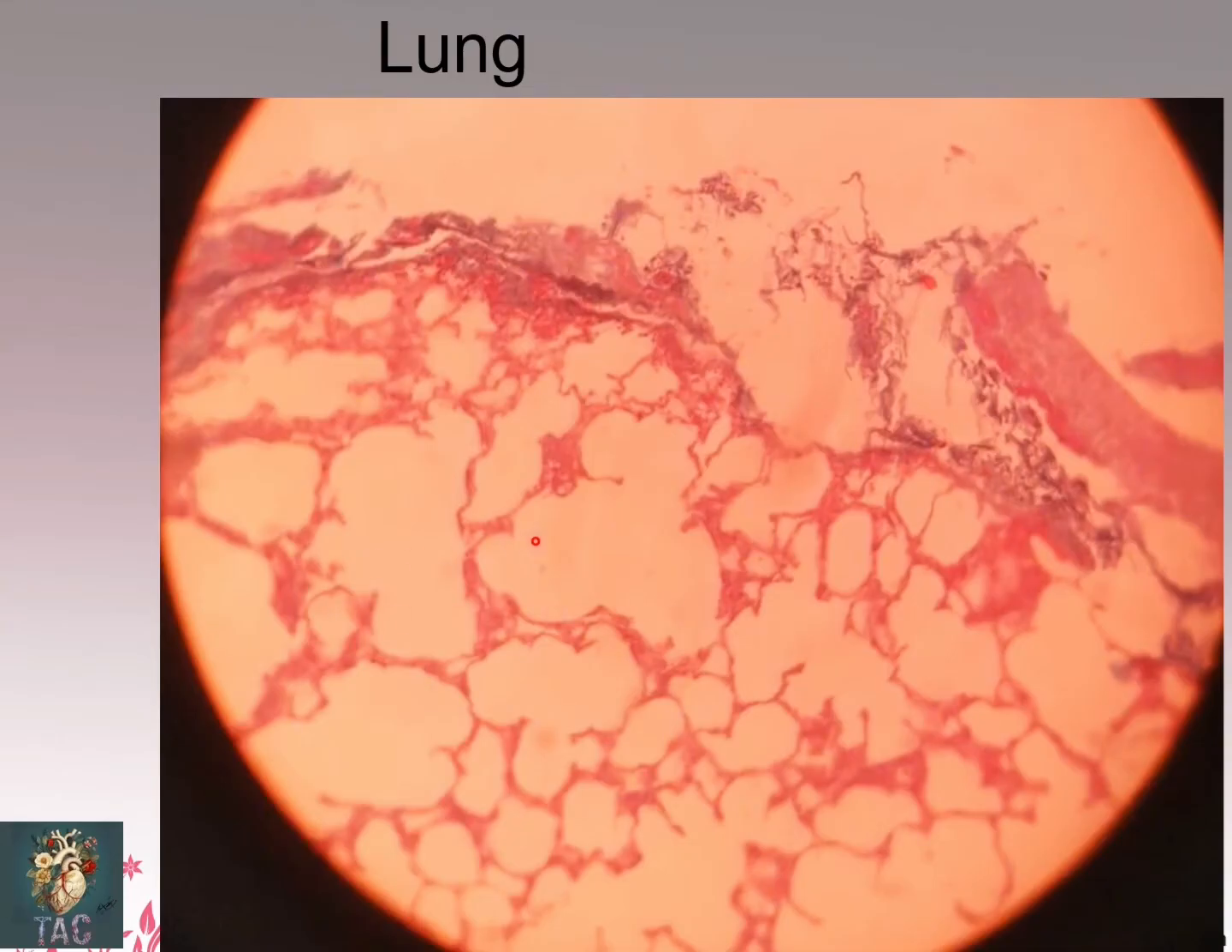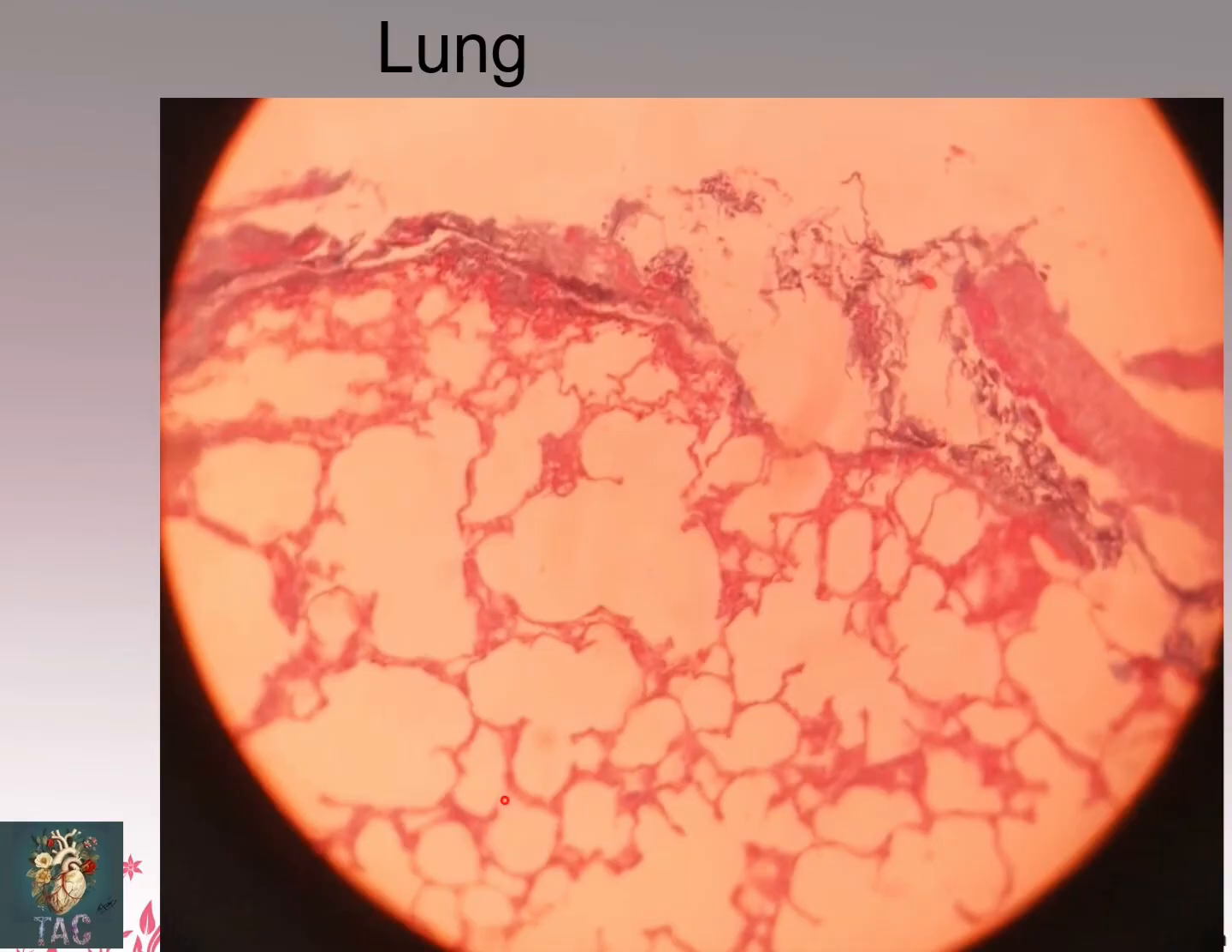Now the same slide at higher magnification. So please look at the alveoli and their walls, and you can differentiate. This is the part of the interalveolar septum which we call the thin part of the interalveolar septum, where gas exchange is taking place, and this is the thick portion of the interalveolar septum. The difference between the two is that in the thick portion you can see the connective tissue is also present.